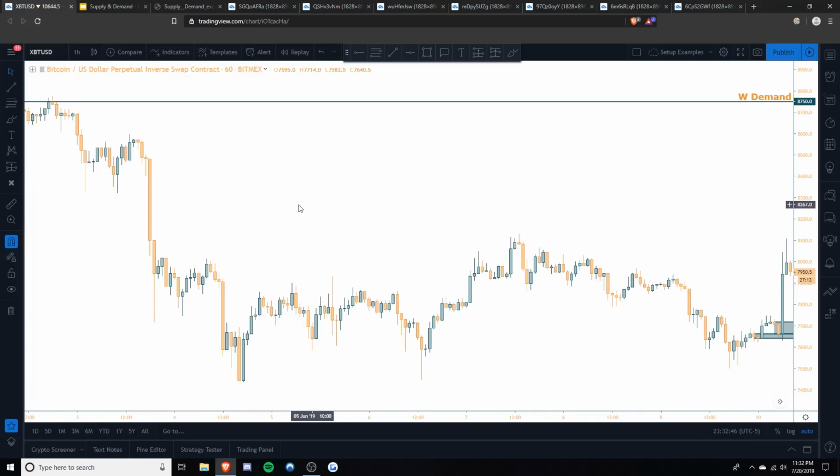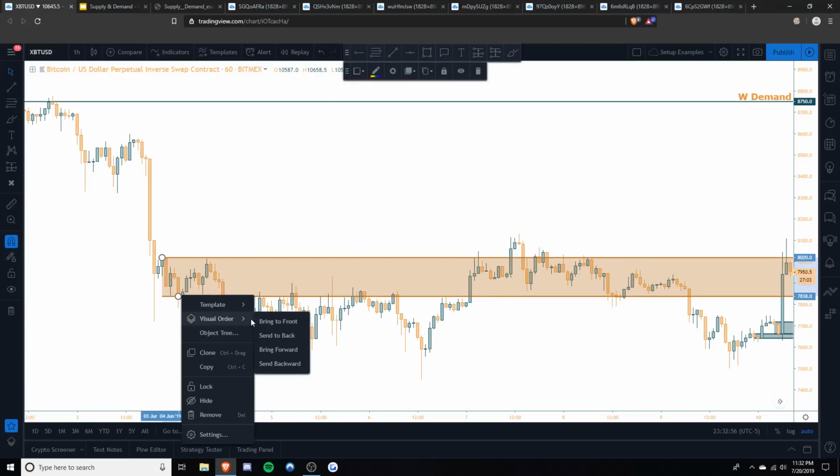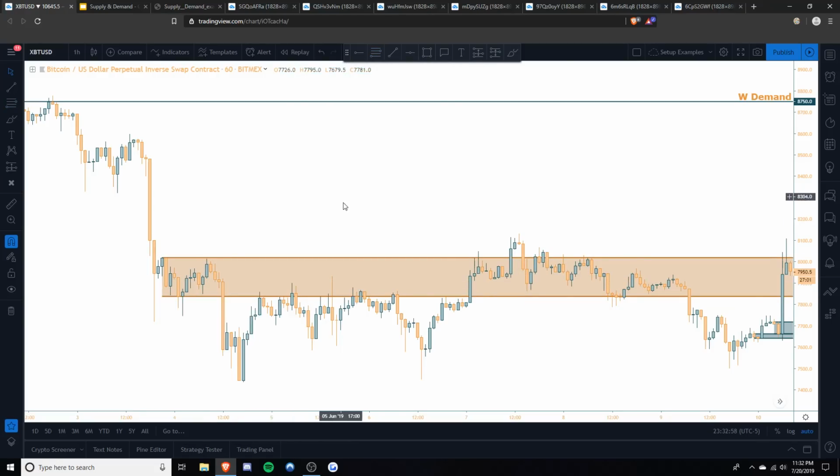So you can see we have a base, drop, or excuse me, drop, base, drop. Gosh, I'm talking so much I'm getting confused. But yeah, so we have this supply zone. Price breaks down, retests it, closes outside the zone, retests it, retests it, retests it. Man, there's a bunch of retesting, so all of this supply is getting consumed.